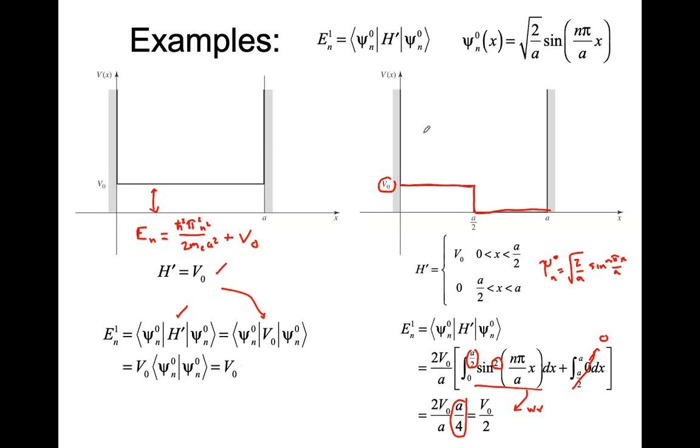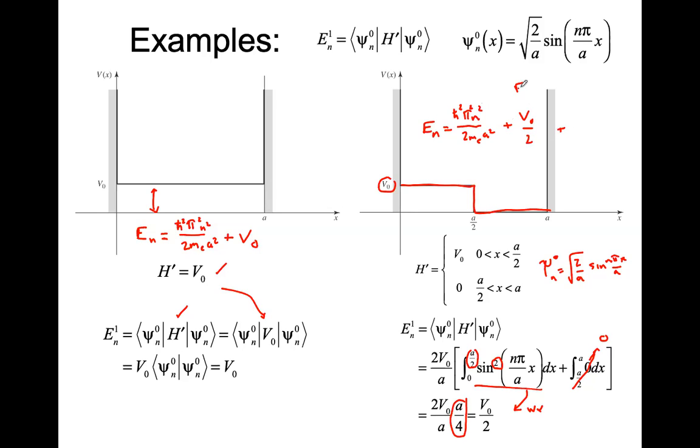Over here, I would do exactly the same thing. I'll write it up here. The energy eigenvalue for the nth state with this perturbation would be, I'll write it again for you, h bar squared pi squared n squared over 2 mass of an electron times a squared. But in this case, with this perturbation, it'd be plus V0 over 2, the first order correction.